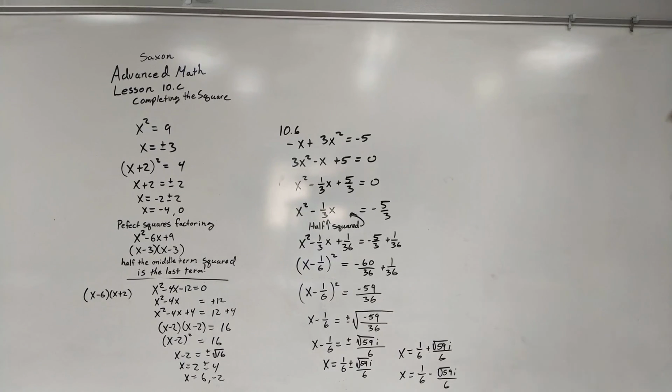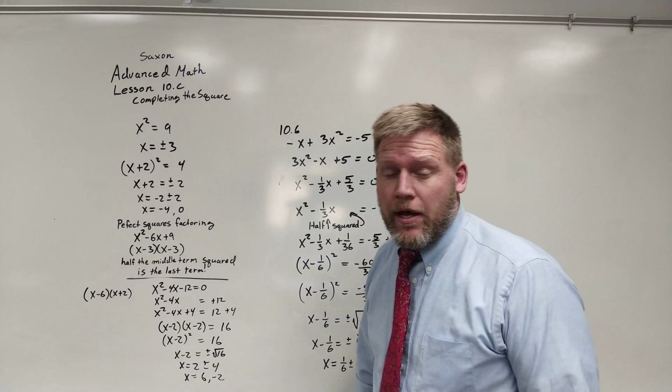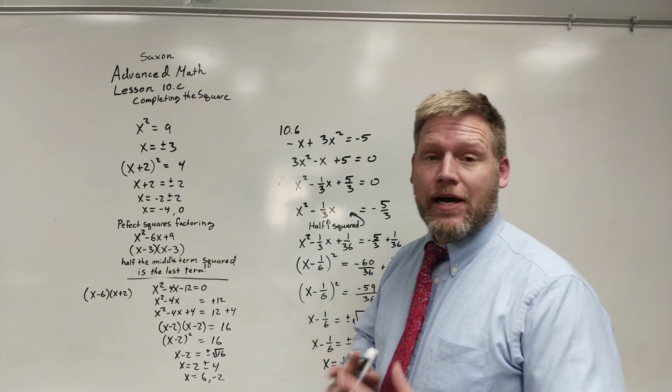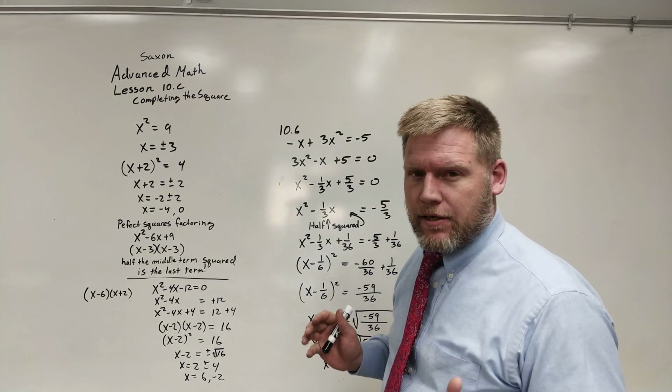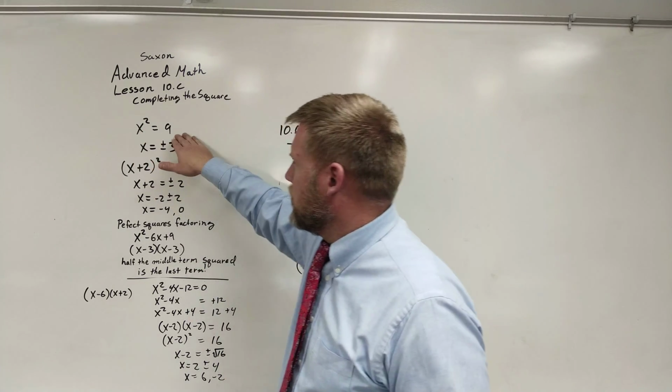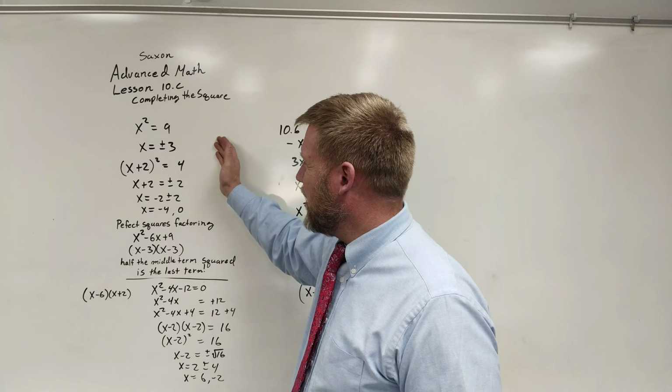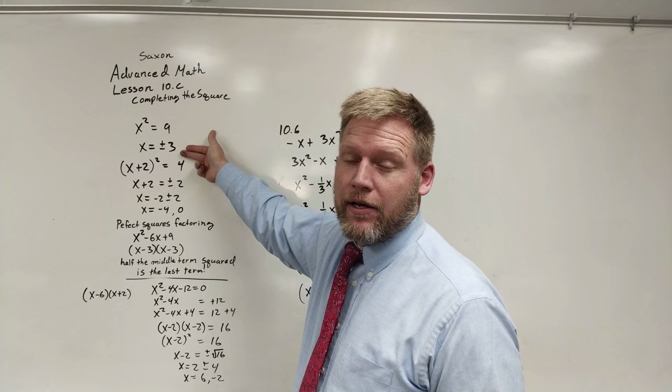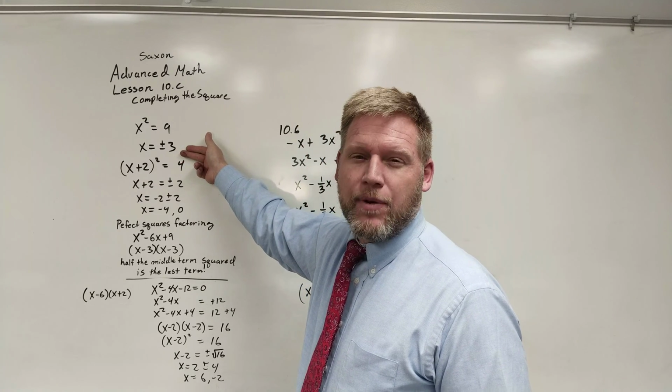Saxon Advanced Math 10C is completing the square. And I want to just point a couple of things out here before we get into the actual lesson of completing the square. And that is, if I have a squared term equals a number, I know if I take the root of both sides, I have a positive or a negative value. And that's important to realize that it could be either one, right?